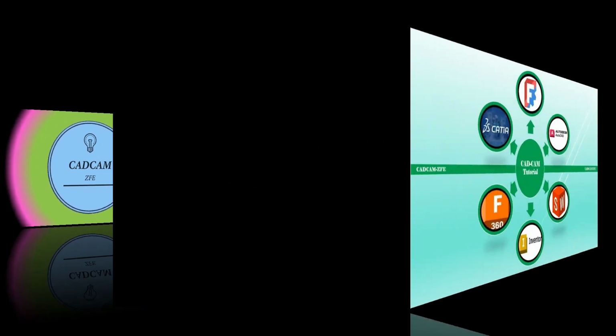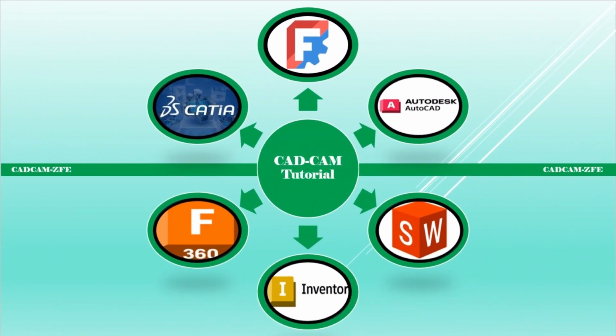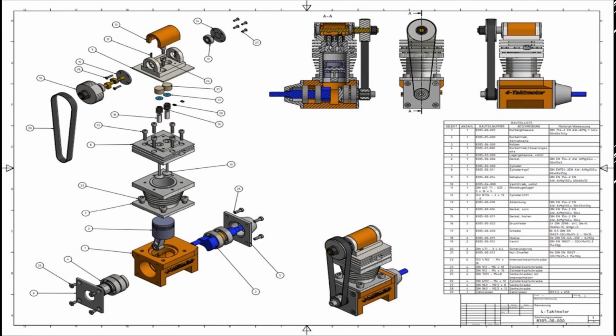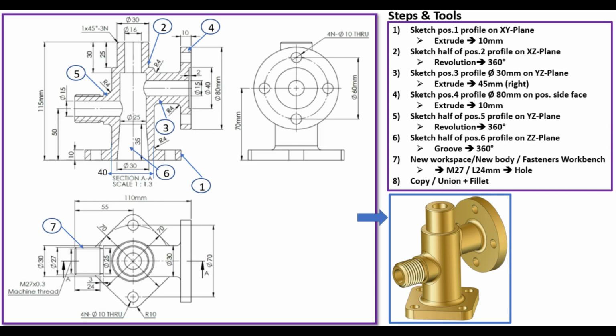In this tutorial, I will show you how to create a 3D model from an existing 2D drawing with the help of FreeCAD, Part Design, Part and Fasteners Workbenches. The FreeCAD tools that I used to solve this exercise are Extrude, Pocket, Revolution, Groove, Hole, Union, and Fillet.